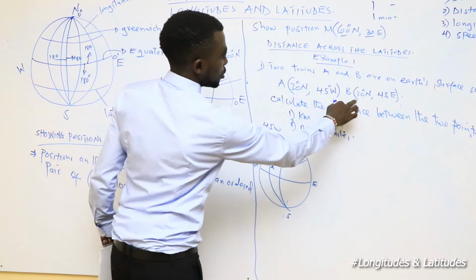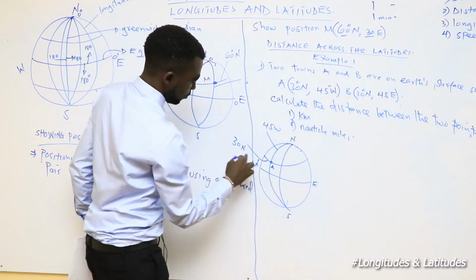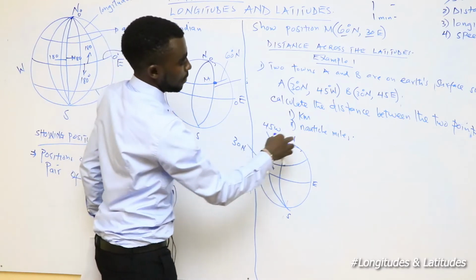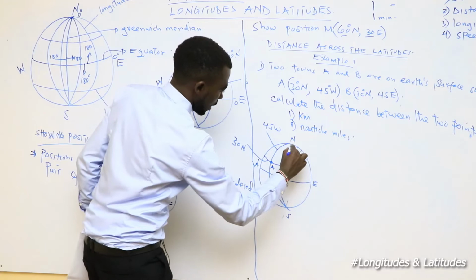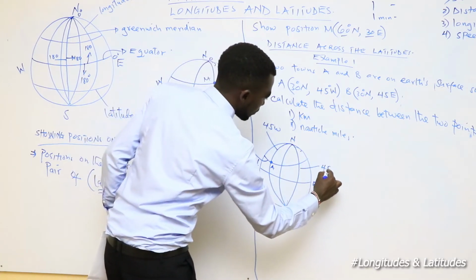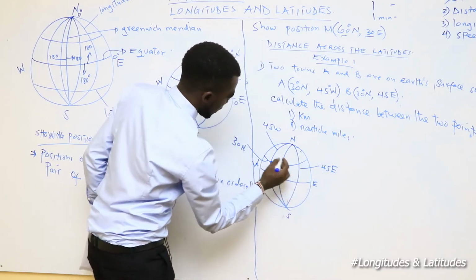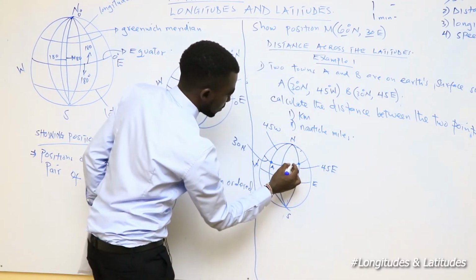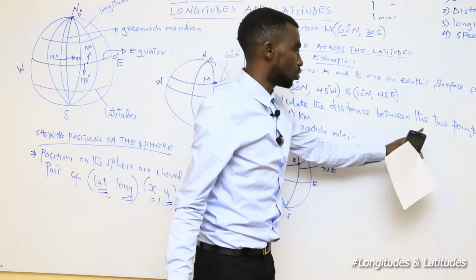Then we show position B, and B is on the same latitude as A, but the longitude difference is 45 on the east side. So we can have another longitude line, which we assume is 45 degrees east, and the point of intersection on the latitude 30 there, that is point B. So the question is, calculate the distance between the two points.